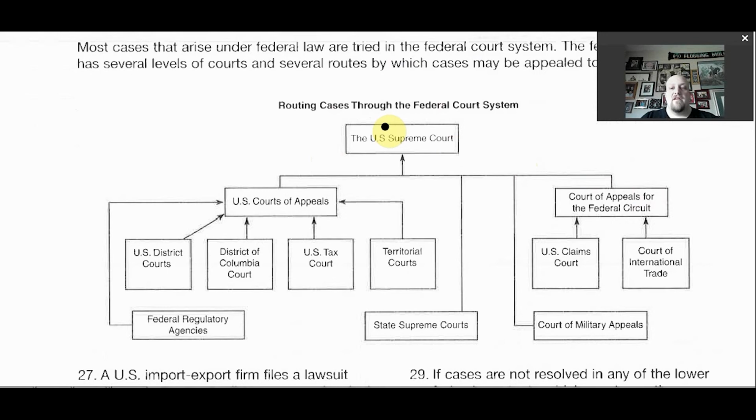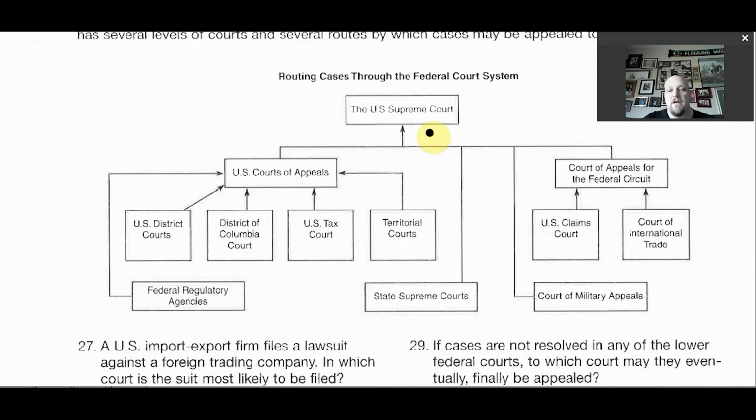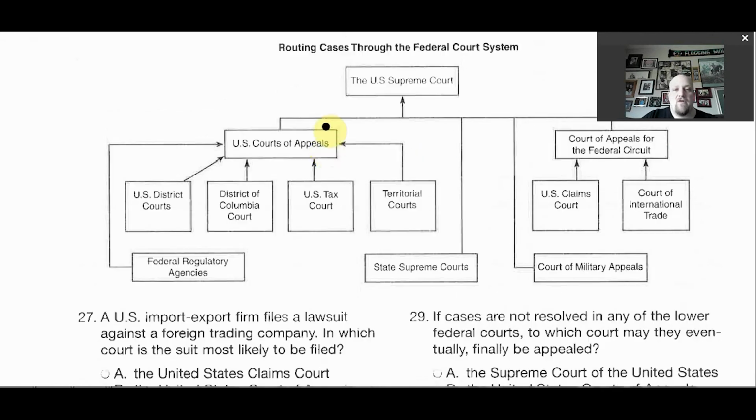They are known as the court of last resort, meaning if you've exhausted every other court. They usually deal with constitutional law on a federal level. So if they can't go anywhere else, it's the court of last resort, the Supreme Court. And then you have your Court of Appeals federal. Then you have your district courts, claims court, and then federal regulatory, state Supreme Courts, Court of Military Appeals.